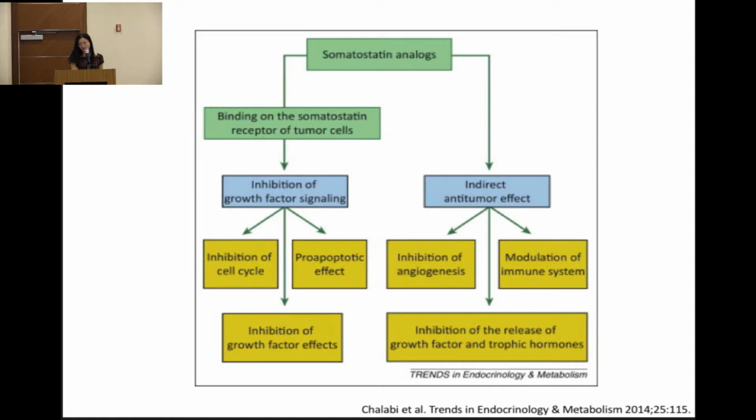This is just another diagram summarizing the effects of somatostatin analog. Not only does it directly affect cell signaling inside a cell to prevent it from growing, it also has effects outside the cell in the tumor microenvironment by affecting blood vessel formation as well as modulating the immune system.